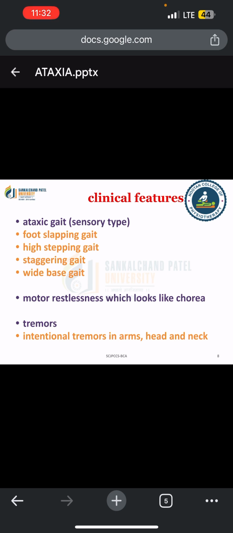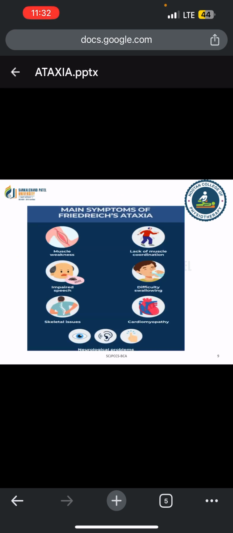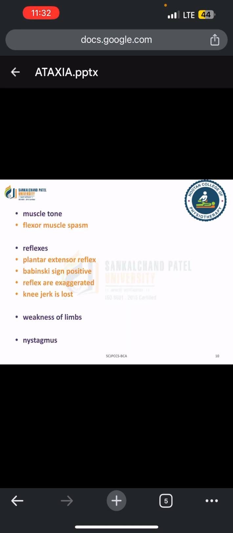Second one is motor restlessness, which looks like chorea. And third one is tremor. Tremor includes intentional tremor in the arm, head, and neck. So these are the main symptoms of ataxia, which include muscle weakness, impaired speech, skeletal issues, neurological problems, cardiomyopathy, difficulty in swallowing, and lack of muscle coordination.